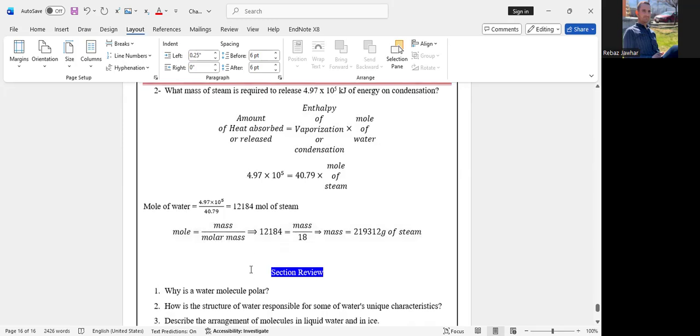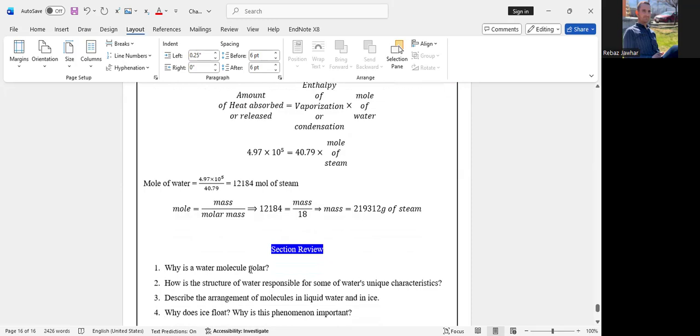This is the end of the section. The section review questions, all the questions have been solved within the pamphlet. For example, why is the water molecule polar? We say that there are two reasons behind this polarity, and all the questions have been solved in this pamphlet.